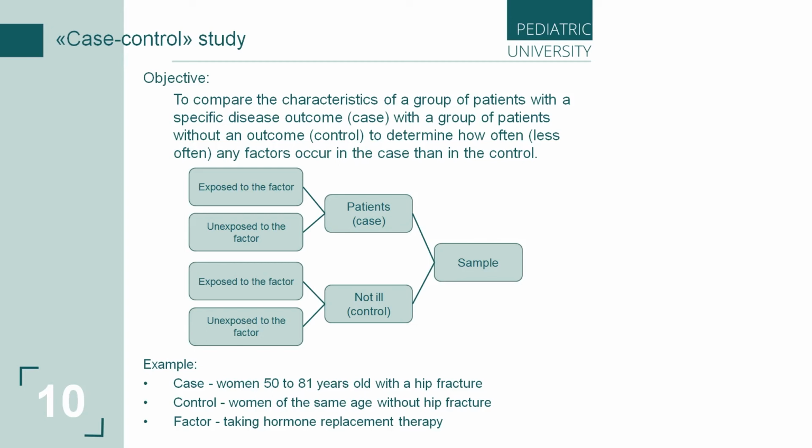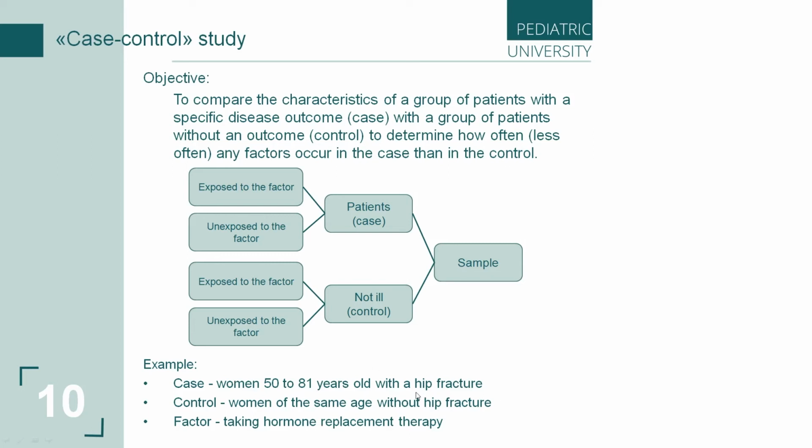For example, we have a case group of women aged from 50 to 81 years old with a hip fracture, and a control group of women of the same age without hip fracture. Yeah, you can see. So, the factor here is hormone replacement therapy. So, case.